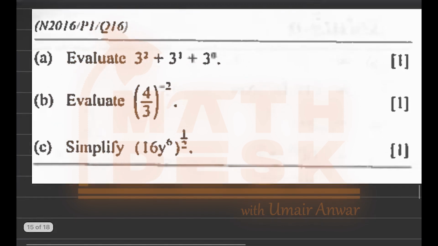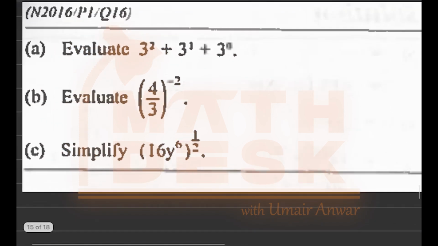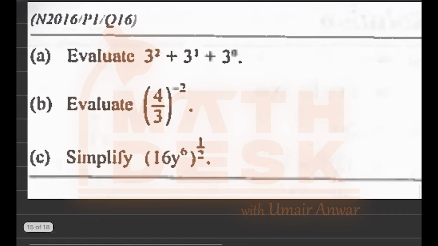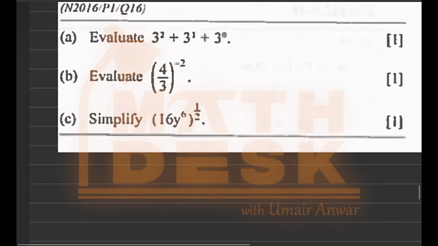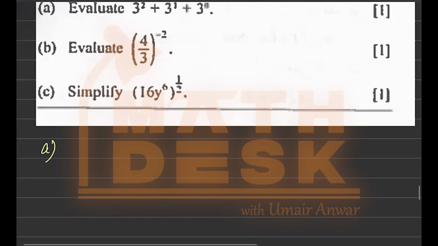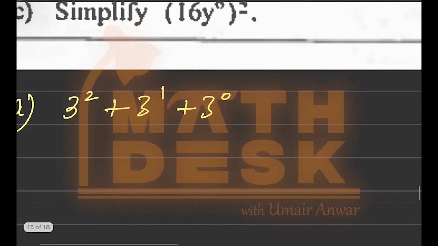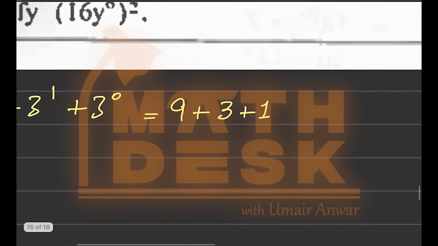This is the next question from November 2016, paper 1, question number 16. In the first part, we need to find the value of 3 squared plus 3 raised to 1 plus 3 raised to 0. 3 squared would be equal to 9, 3 raised to 1 would be equal to 3, and 3 raised to 0 would be equal to 1, because when the index is 0, the answer is always equal to 1. So the final answer would be 13.